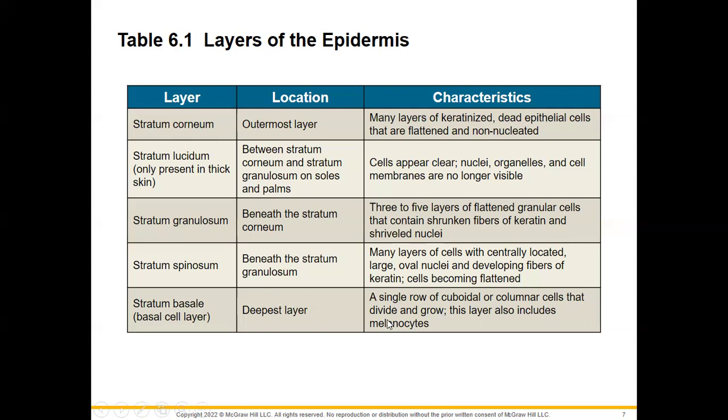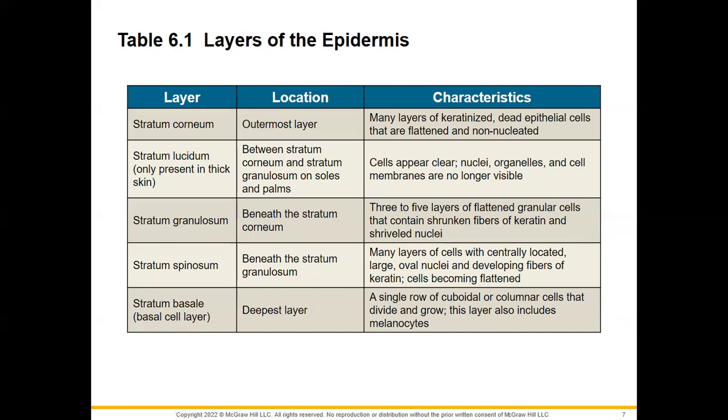This is also the layer that contains your melanocytes. So melanocytes are the cells that produce melanin, those cells that produce pigment. Everyone has melanin. Every single body on Earth has melanin. There are different types of melanin, and we'll get into that a little bit later. And there are different amounts of melanin being produced, but everyone has it. Okay. So everyone's melanocytes are going to be in this deepest layer of the epidermis, which is the stratum basale.